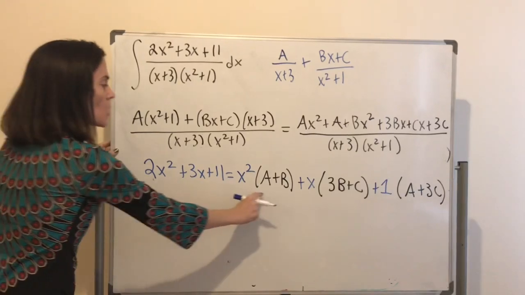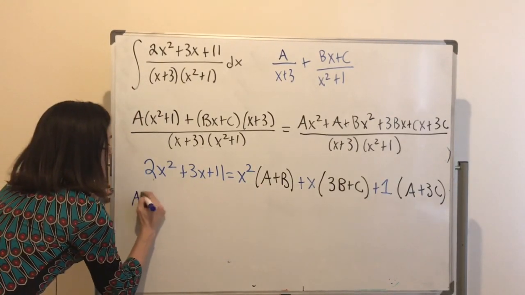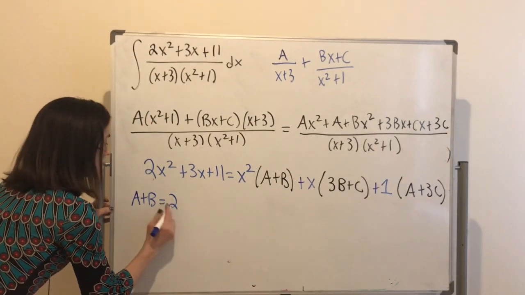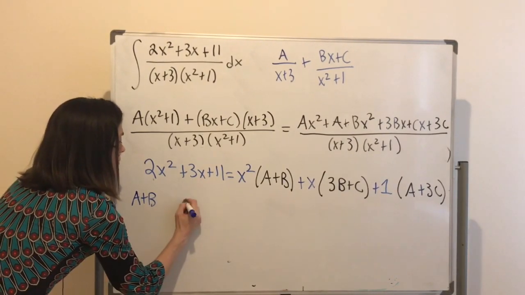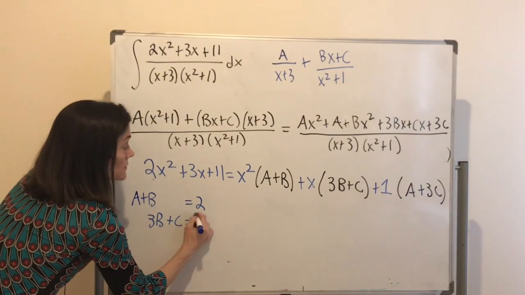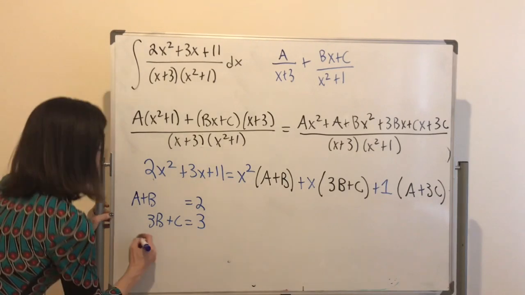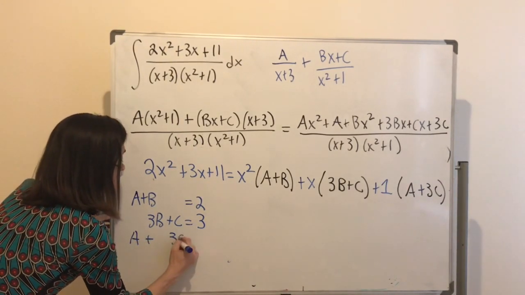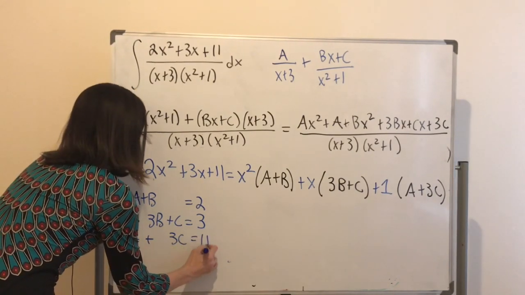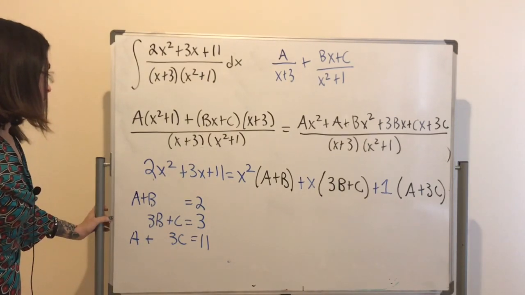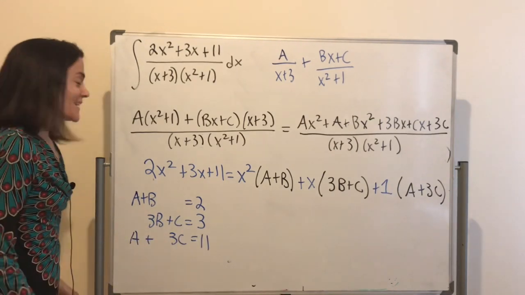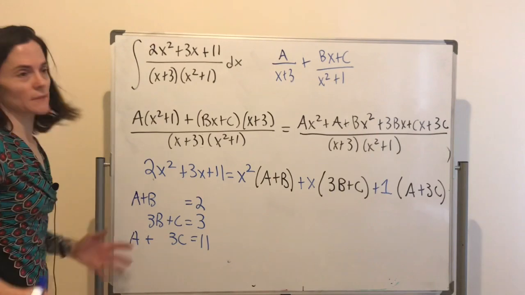And the equations are, well, we set everything in front of the x squared. So a plus b is 2. Then everything in front of the x will be 3b. Maybe I will space this out some. We have 3b plus c is 3. And then everything in front of the 1, we have a plus 3c equals 11. Well, this one, we don't initially have where we can just solve for one of them, right? So we're going to have to do something to solve.